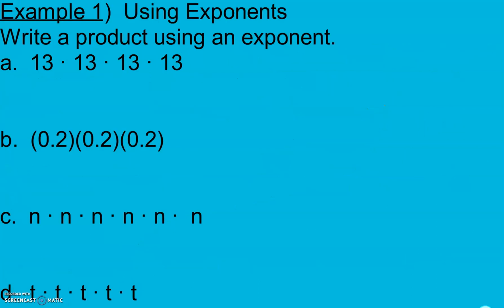So in example 1, we're going to use exponents. It says write a product using an exponent. So here, our base is this number that's being multiplied every time, our factor. It's the same every time, 13, so that stays our base. And then our exponent is how many times it's been multiplied. Here we have 1, 2, 3, 4. So we have 13 to the fourth power. In B, my base is 0.2. It's the thing that's being multiplied every time. And I have 3 of them, which means my exponent is 3.